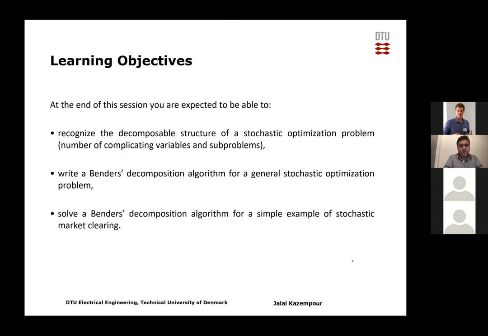Good. So hopefully today, after this session, you will be able to recognize the decomposable structure of different problems, specifically stochastic optimization problems, and you will manage to identify the number of complicating variables, because we are going to talk about Benders, and the number of subproblems. And hopefully you will see how we can write the Benders decomposition algorithm for a general stochastic optimization problem, and how we can solve stochastic market clearing as an example using Benders decomposition.